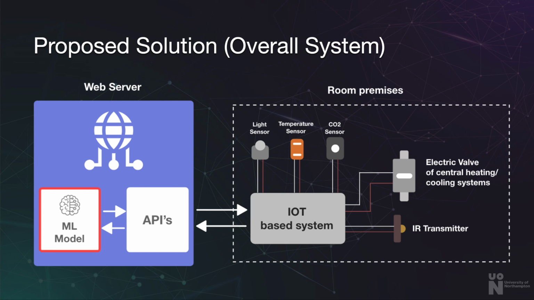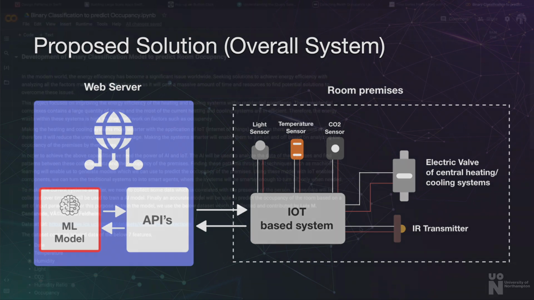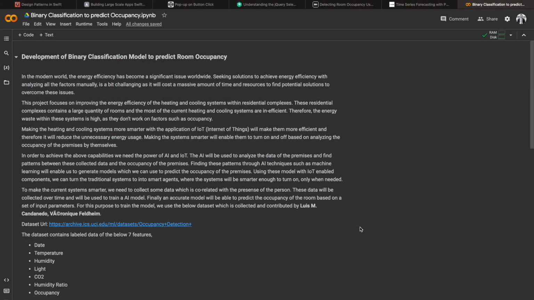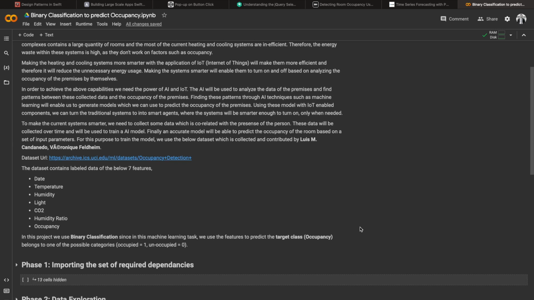Now, we dive deep into the development of the machine learning model through supervised learning. We discuss how the machine learning model is developed. The most significant component of this training process is the dataset, which is contributed by Lewis and his colleagues. This dataset contains 7 features: the date, temperature, humidity, light, carbon dioxide value, humidity ratio, and occupancy.